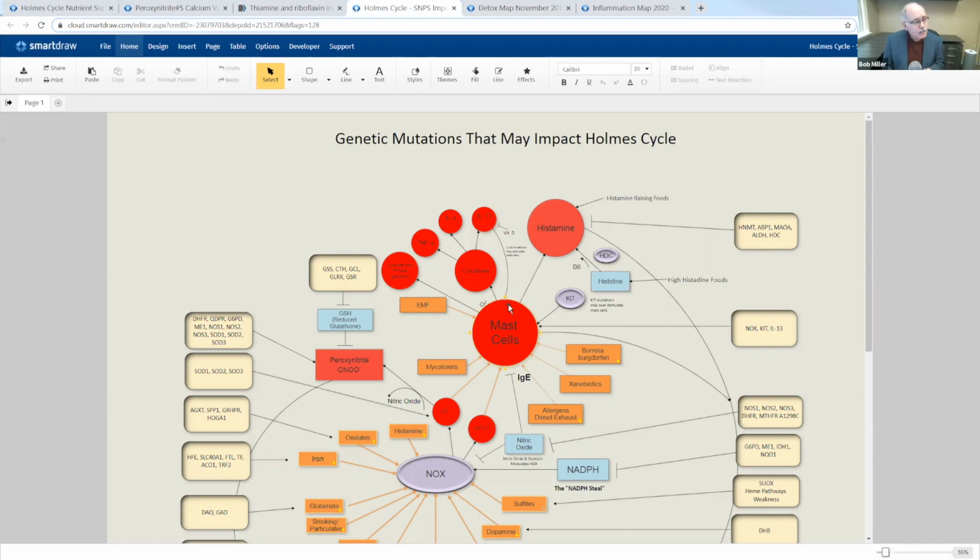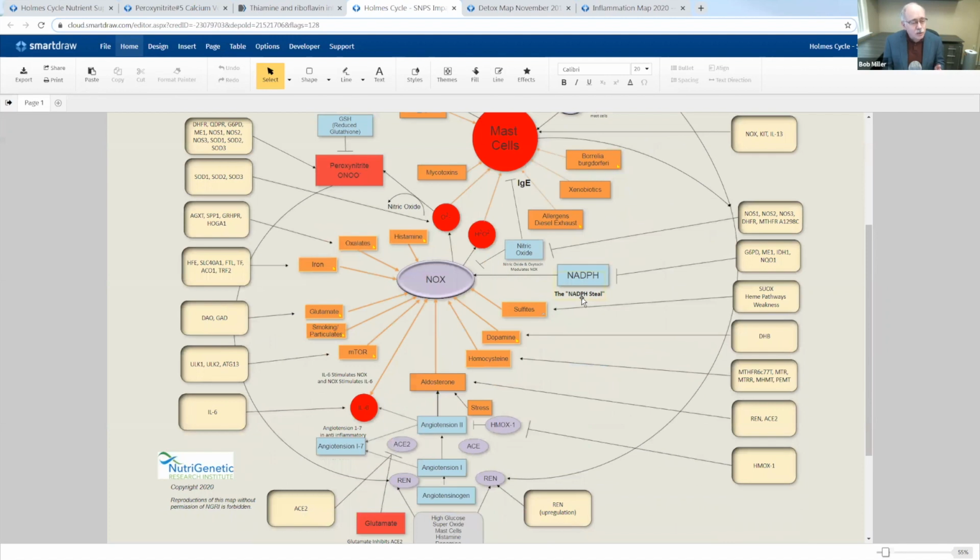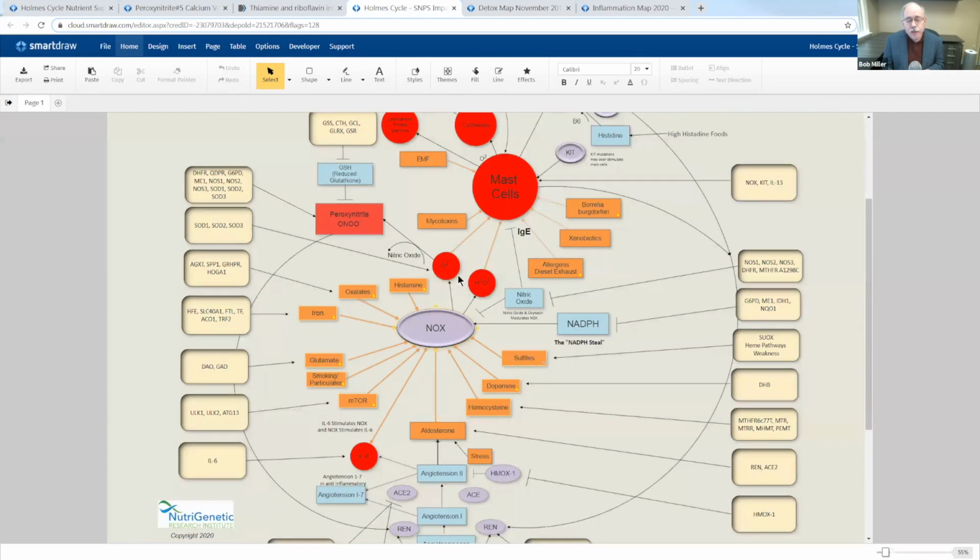even faster. So I've named this the Holmes cycle based upon a relative of mine who had a lot of influence. And I just gave it that name because the Miller cycle just didn't have a ring to it. And then we've also come up with the name, the NADPH steal, where this precious NADPH is being overused by the NOx enzyme to make the mast cells. And as we just pointed out, this NADPH is needed for all those other important things. So there can be genetic mutations that you don't make enough NADPH. Then if you're stealing it to make all this inflammation, you're in a positive feedback loop.